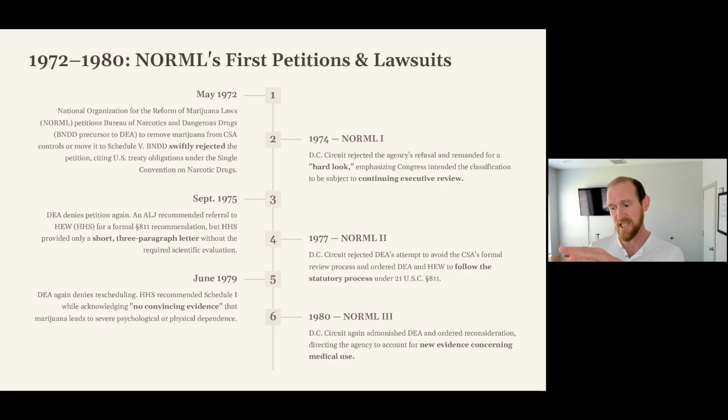And then the DC Circuit Court rejected the agency's refusal to meaningfully consider the petition and remanded for a new look, a hard look, emphasizing that Congress contemplated that the classification set forth in the Act as originally passed would be subject to continuing review by the executive officials concerned, notably the DOJ and the HHS, the HEW. So they're like, no, this was meant to be temporary, and that was the court. The court concluded that in that lawsuit.